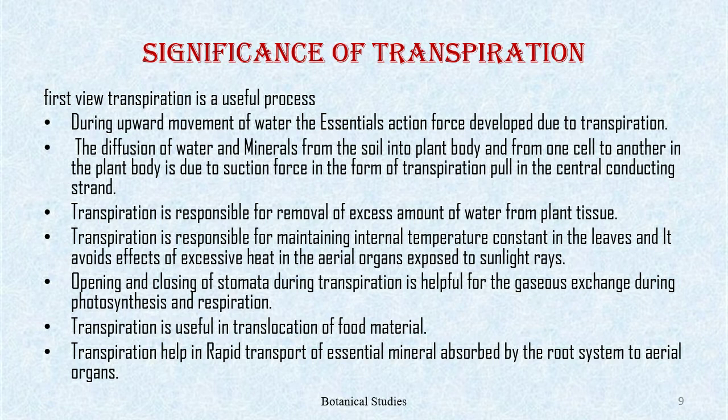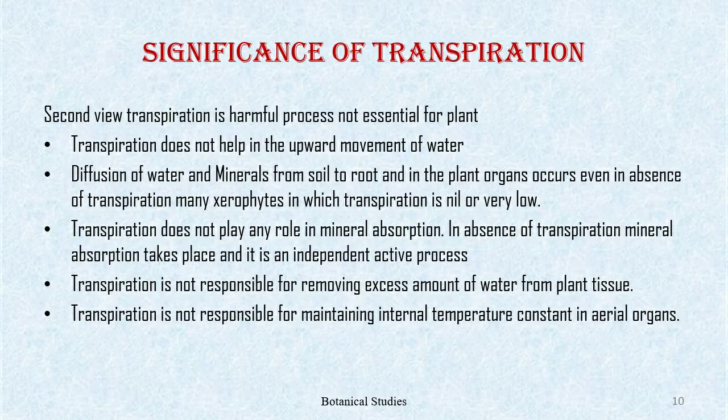Transpiration is responsible for removal of excess amount of water from plant tissue. Transpiration is responsible for maintaining internal temperature constant in the leaves, and it avoids the effect of excessive heat in the aerial organs exposed to sunlight rays. Opening and closing of stomata during transpiration is helpful for the gaseous exchange during photosynthesis and respiration. Transpiration is useful in translocation of food material. Transpiration helps in rapid transport of essential minerals absorbed by the root system to aerial organs.